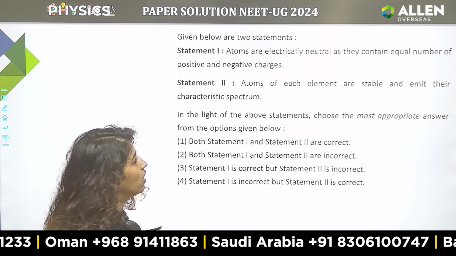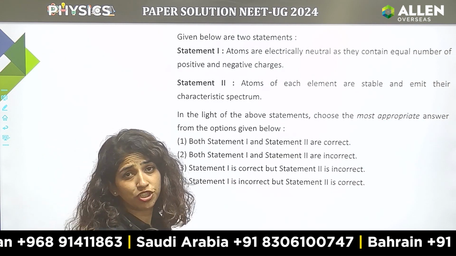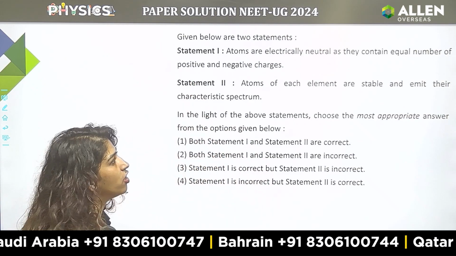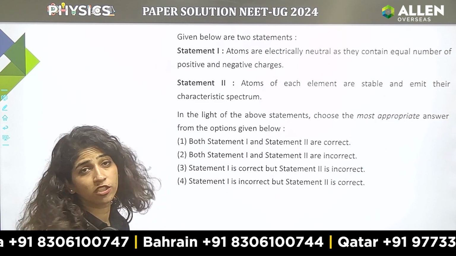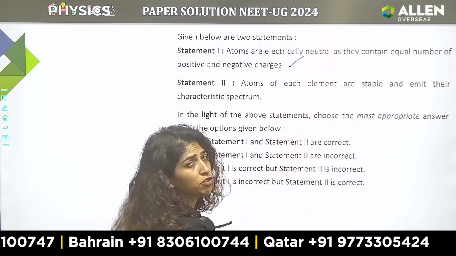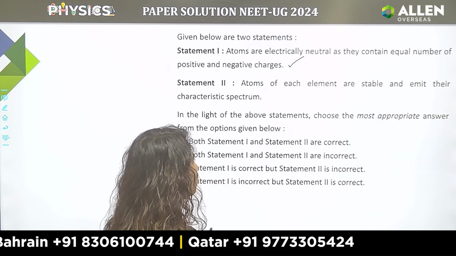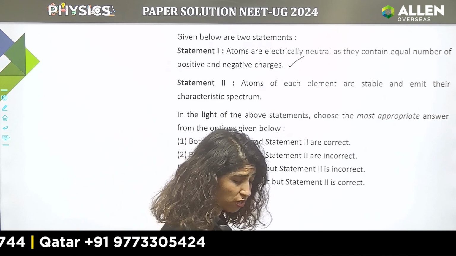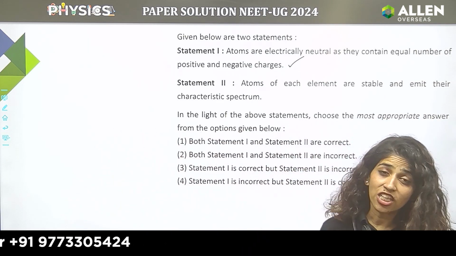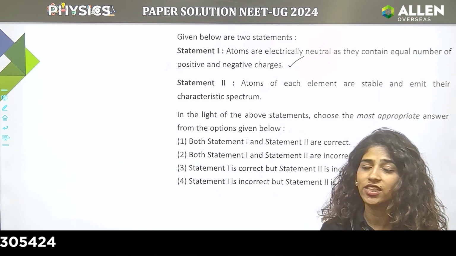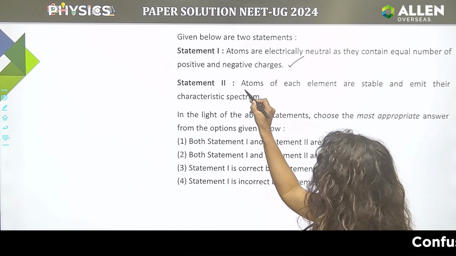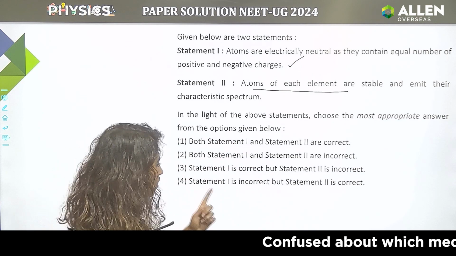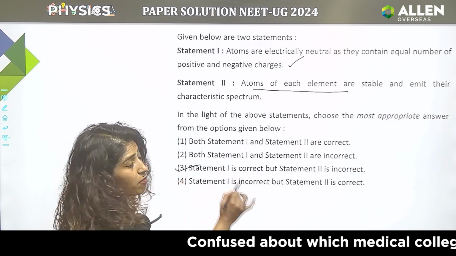Next question. It's a statement question and we have to find out which statement is correct, which statement is incorrect. So statement 1, atoms are electrically neutral as they contain equal number of positive and negative charges, which is absolutely true. This is a basic statement, everyone is aware of it. Statement 2, atoms of each element are stable and emit their characteristic spectra. Now, we cannot say that every single atom of each element is stable. So this statement, that atoms of each element are stable, is not correct. So the answer is going to be statement 1 is correct, but statement 2 is incorrect.